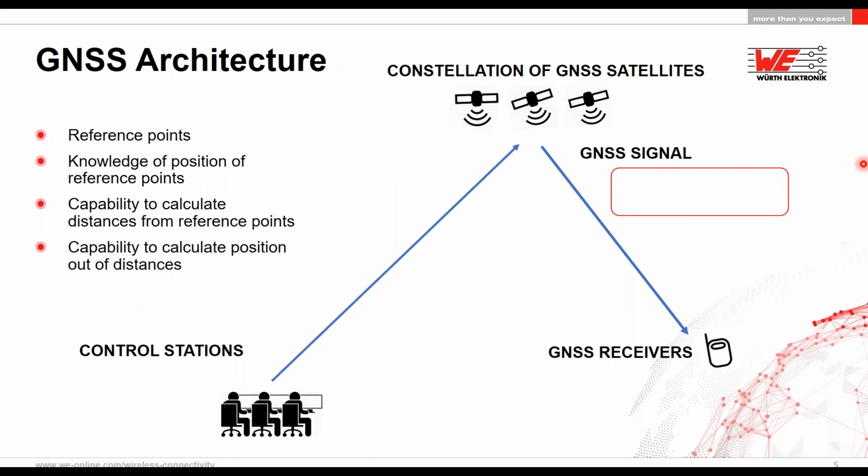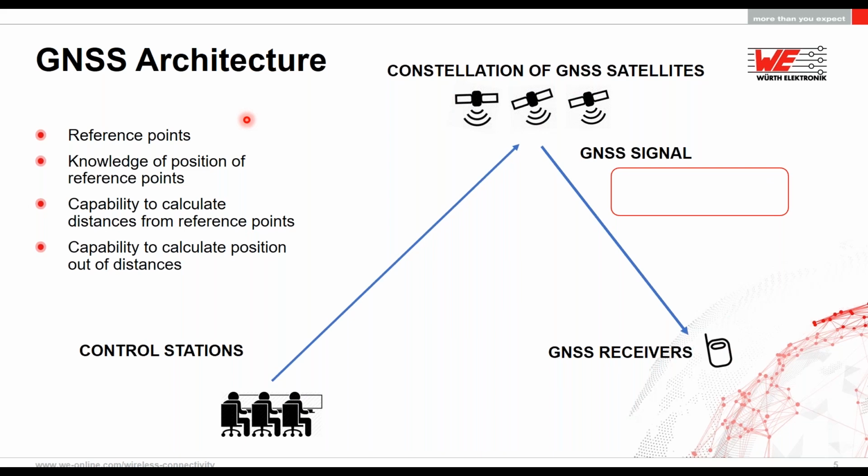In this slide, I would like to show you how this principle is applied in GNSS and to present to you the different segments of GNSS. We have a constellation of satellites, we have the control stations, we have the GNSS signal and the propagation segment, and the GNSS receivers on the surface of the Earth. These segments need to communicate with each other.